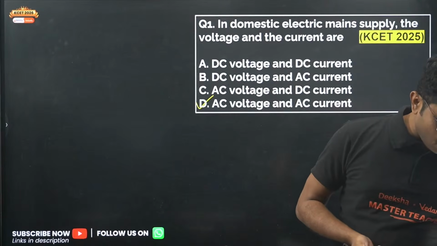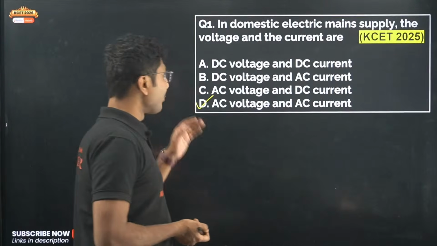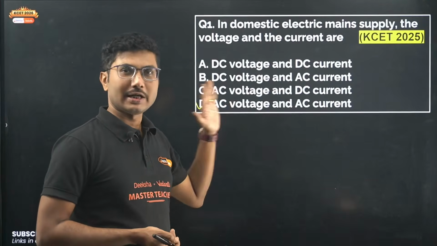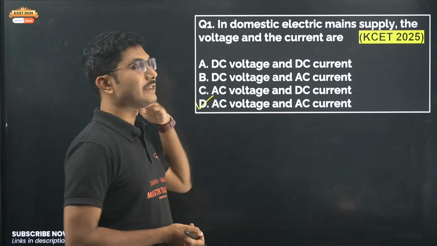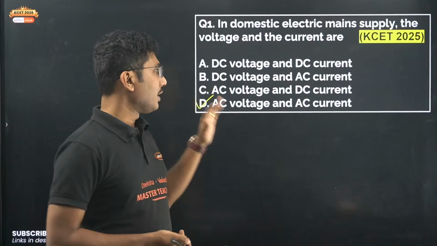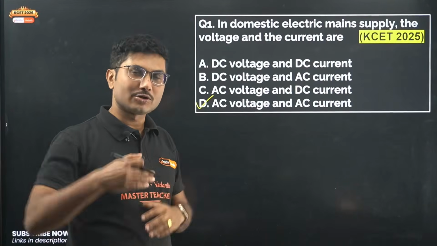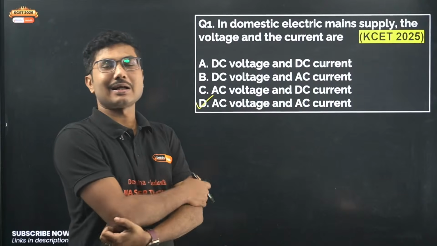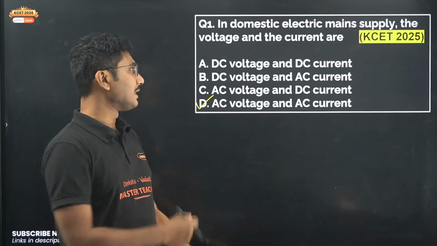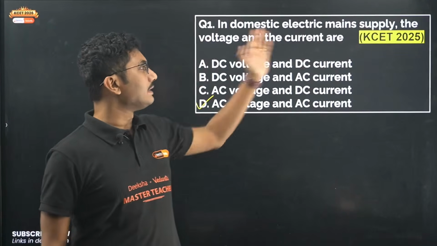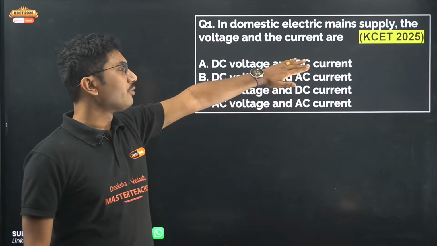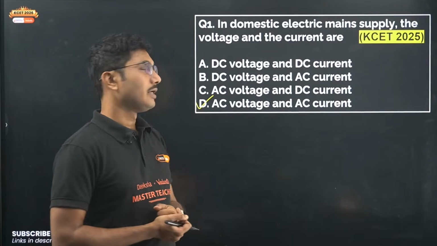Adi is saying option B. No Adi, option B is not correct. We use AC voltage, AC current, because it is easier to transport. AC voltage and AC current always have to be in pair. DC voltage with AC current, or AC voltage with DC current, these are not possible in general. In general it is either DC voltage, DC current, or AC voltage, AC current. And we do not use DC in our day-to-day life.